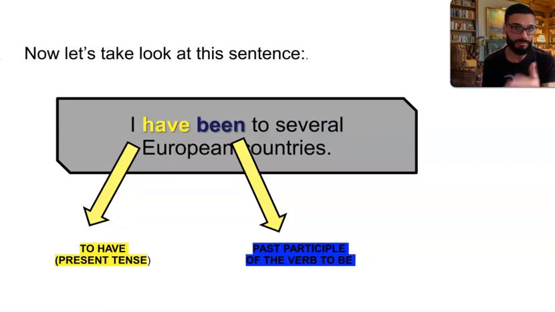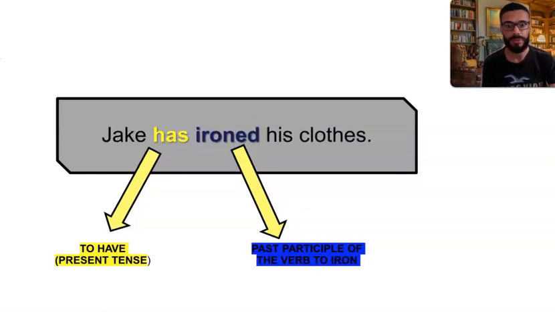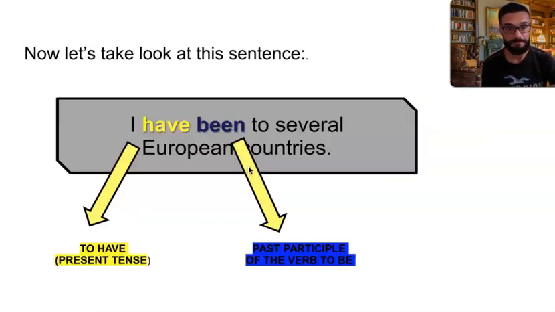The difference is that the verb be is an irregular verb and the verb iron is regular. That's why it's spelled only with ed. Yeah, its form doesn't change like the verb be. Okay.